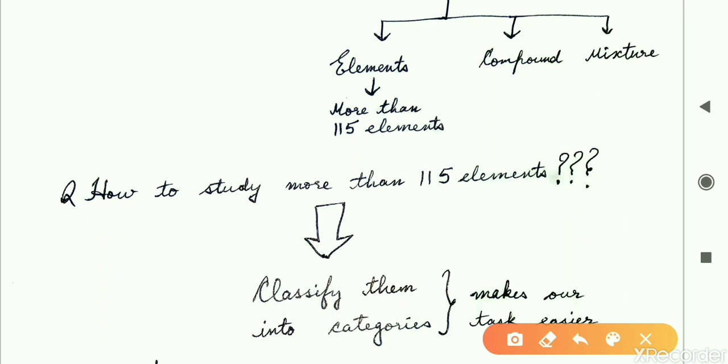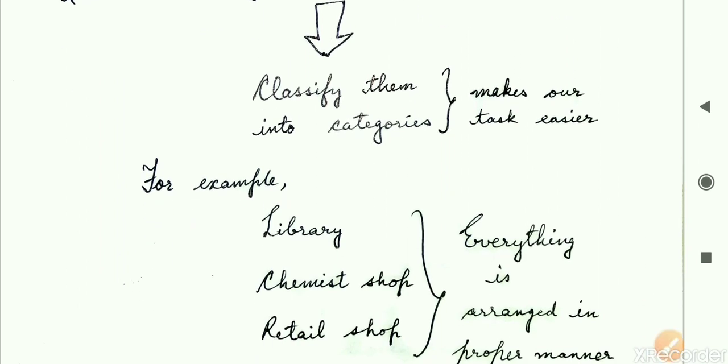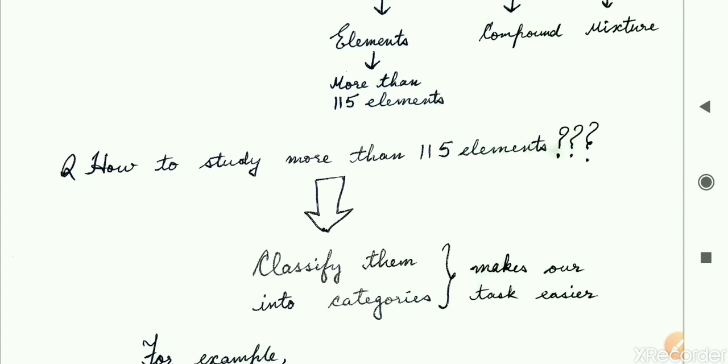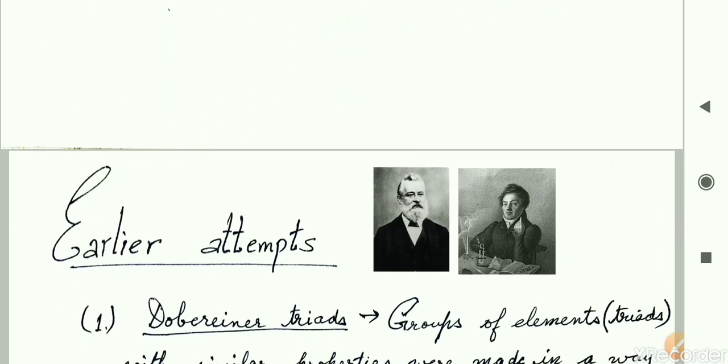We can relate this to real life examples. For example, in a library, books are arranged in a proper manner. In a chemist shop, medicines are arranged properly. You ask for one medicine, you get it easily. The person is not searching here and there. In a retail shop, you can find all the things properly placed in their proper place. So if we arrange these more than 115 elements in a proper manner in different groups, it will be easier for us to study them. That is what we are going to learn in this chapter.